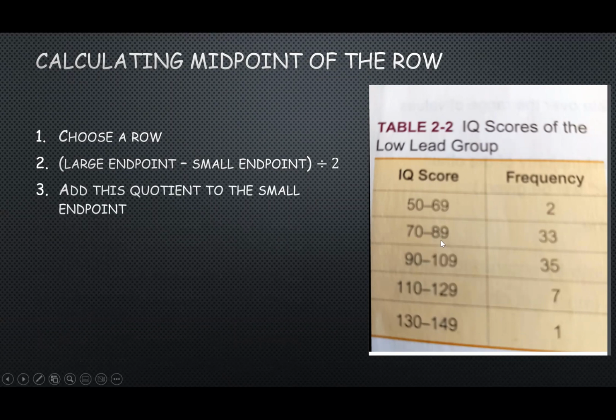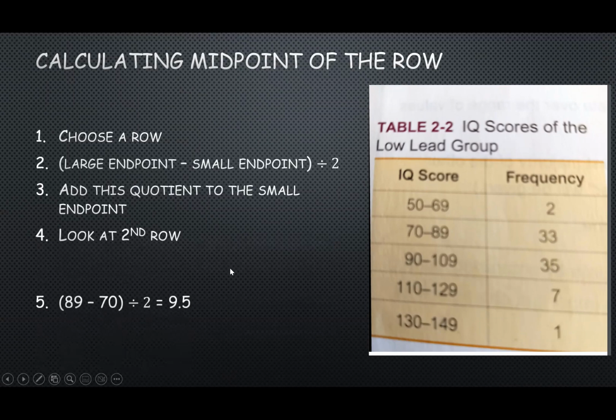So in this case, 89 minus 70 is 19. 19 divided by 2 is 9.5. 70 plus 9.5 is 79.5. The other way to do it is just the average of the two endpoints. The average of 70 and 89 is 79.5.